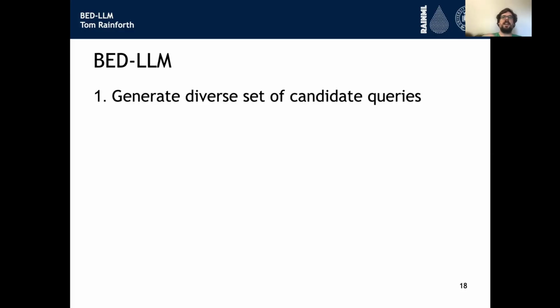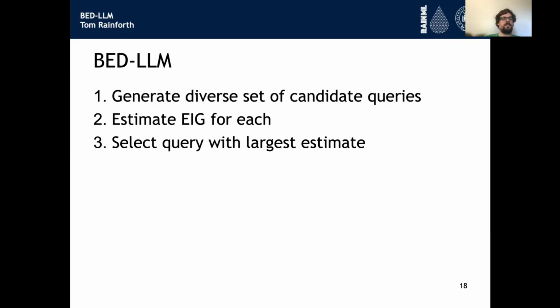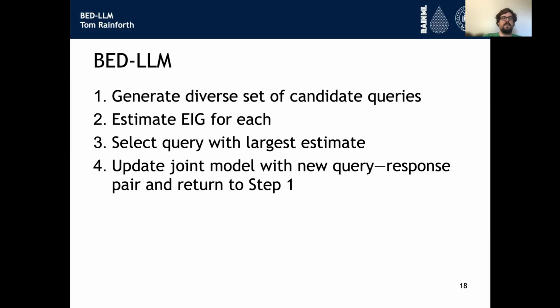But rather than naively having it propose one question and just using it, we might get it to propose 50 questions. Then we're going to use this BED approach to choose between the different 50 questions it can propose. The second step is that once we've got the set of candidate queries, we're going to estimate our expected information gain for each of them. As we've just laid out, we've got some notion of the expected information gain for each possible query. We can estimate that, as I'll explain in what follows. Then we're simply going to choose whichever of them has the largest estimate. And then we just need to run that and update our model to return to step one.